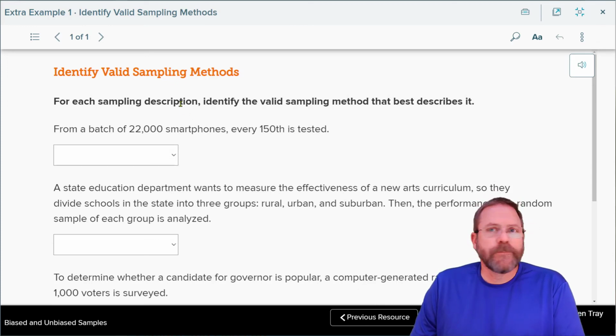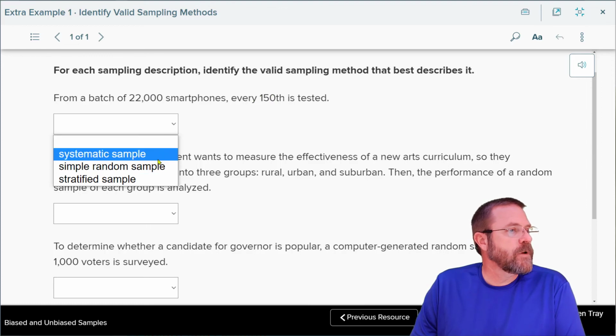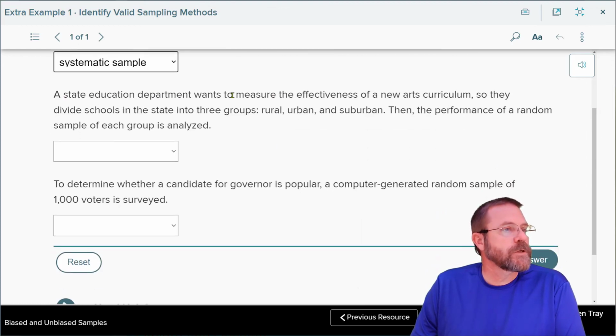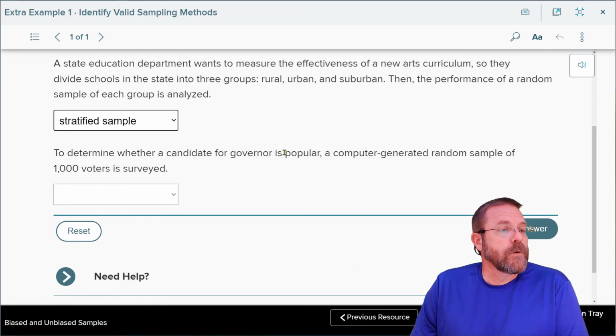For each sampling description, identify the valid sampling method that best describes it. So here, from a batch of 22,000 employees, every 150th is going to be tested. That is going to be your systematic sample. Next, the State Education Department wants to measure the effectiveness of a new arts curriculum. So they divide the schools, you divide it right there, that's your key part, in the state into 3 groups: rural, urban, and suburban. Then the performance of a random sample of each group is analyzed. That's going to be your stratified sample. And finally, to determine whether a candidate for governor is popular, a computer-generated random sample of 1,000 voters is surveyed. That is going to be your simple random sample.